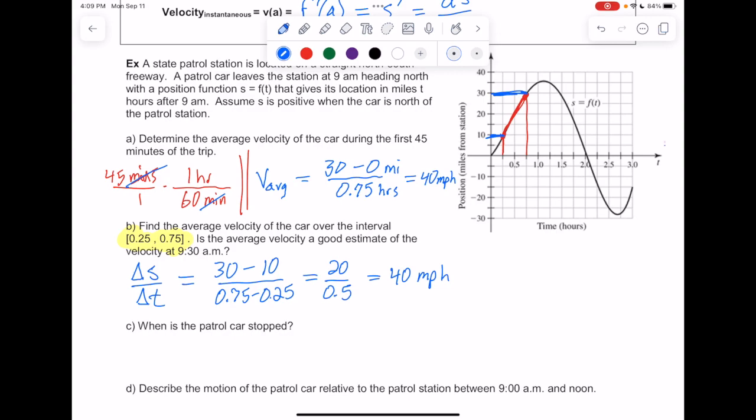So we just found the average velocity, and then they want to know, is that average velocity a good estimate of the velocity at 9:30? Well, 9:30, that would be a half an hour after they left. So we'd want the slope of the tangent line right here. That secant line that we drew does actually look like a decent tangent line, so I would say for their second question, yes, because the secant line looks like a good tangent line as well. That's not always true, but it is here.